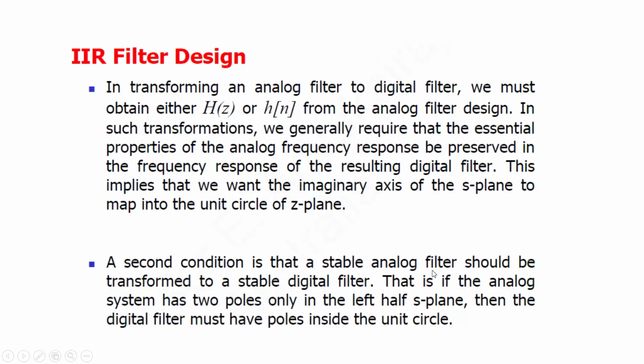A second condition is that a stable analog filter should be transformed to a stable digital filter. That is, if the analog system has poles only in the left half S-plane, then the digital filter must have poles inside the unit circle. This is in continuation to the previous point. If the poles of an analog filter lie on the left side of the S-plane, then those poles must be transformed into the digital domain inside the unit circle so that the system remains stable. So keeping these conditions in mind, we must be able to design the digital filter from the analog transfer function by applying the transformation. Let's see how we can do that.